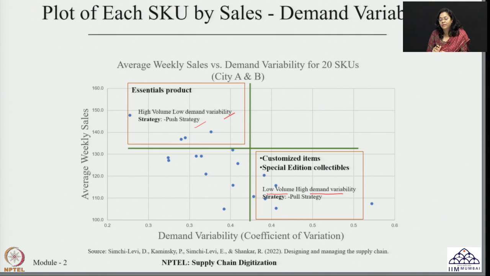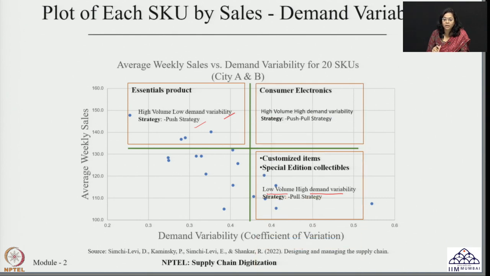But we also have two more quadrants, and let us see what is the right way for managing these two quadrants further. If we look into the third quadrant, this quadrant has a very high demand variability, but the volume is also high. This is applicable to consumer electronics, where because of the change in technologies there is a continuous introduction of new and better products in the system, but it also has high volume. So there is high variability of demand, but volume is also high. In this case, a combination of push and pull strategy can be implemented, and depending upon the requirement, you can decide where the push and pull boundary is placed in your supply chain.